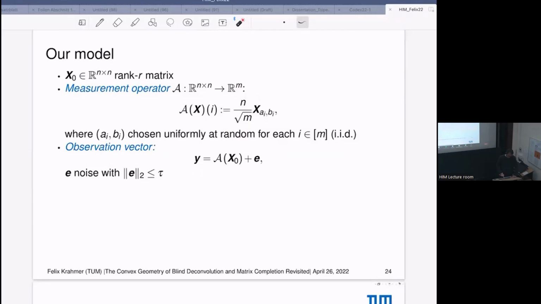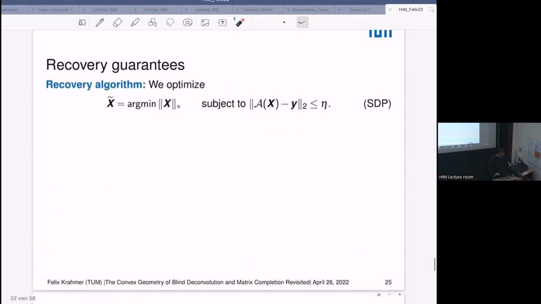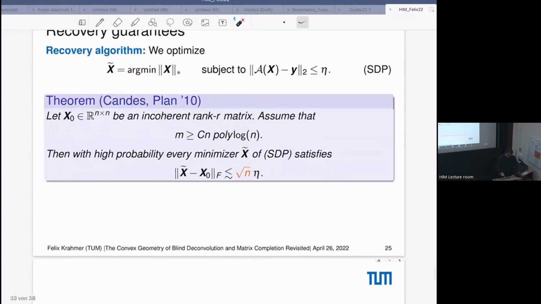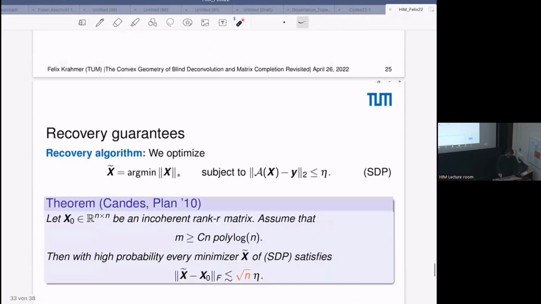And then we proceed just as before. We are looking at these types of measurements of our matrix and add noise. The algorithm is also very analogous to the previous situation. We are minimizing the nuclear norm subject to the L2 norm constraint. And this is a result that dates back even earlier, to 2010 by Candès and Plan, that looked at these low-rank matrices.